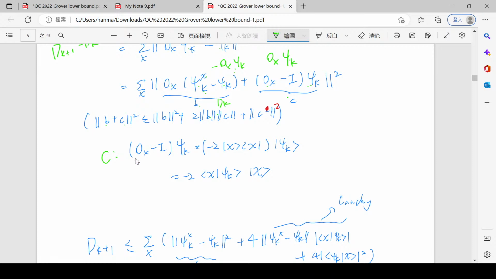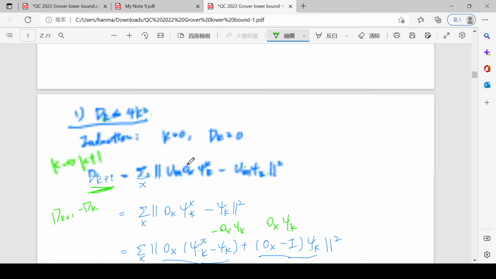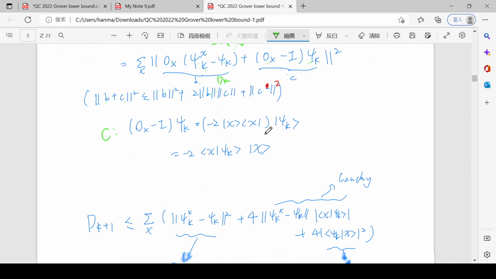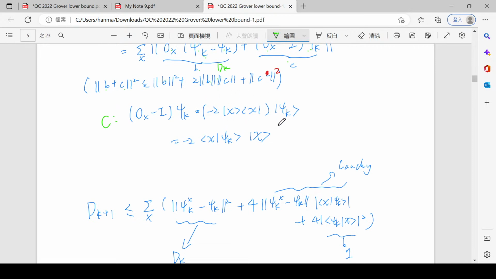So OX minus I times psi k, but OX is almost identity. Now we just need to remember OX is this thing, right? So OX minus identity is minus 2 projected onto X. So OX minus I is also actually very simple. It's just minus 2 projected onto X, and then you can combine this thing.